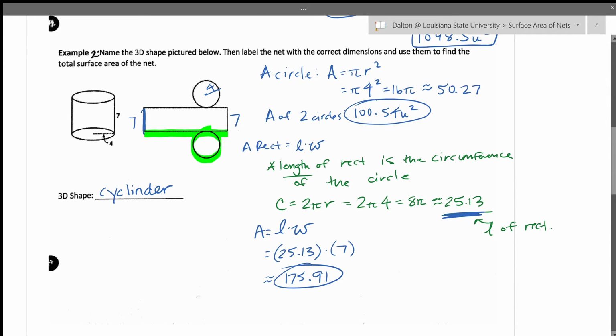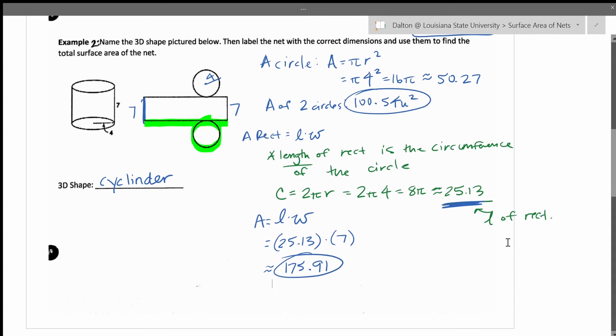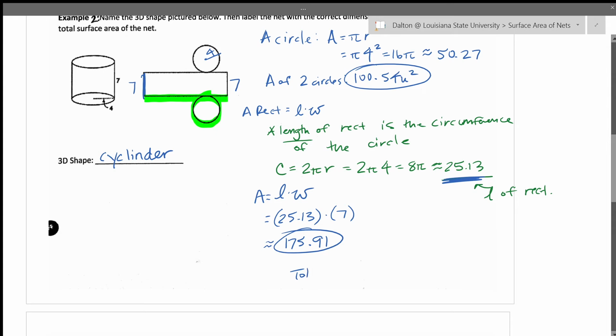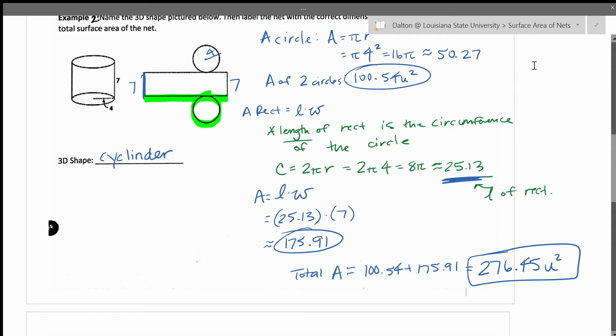So then we just take these total areas, the areas of the 2 circles, plus the area of that rectangle. And then we will get our total area, which will be 100.54 plus 175.91, which should be about 276.45. We're still in area, so we've got to get back to that habit from last chapter, where our answers are going to be written in units squared.